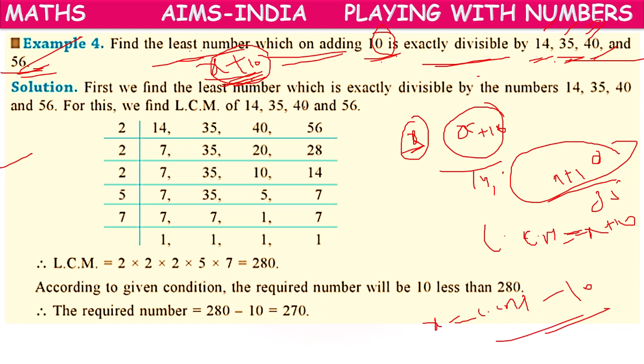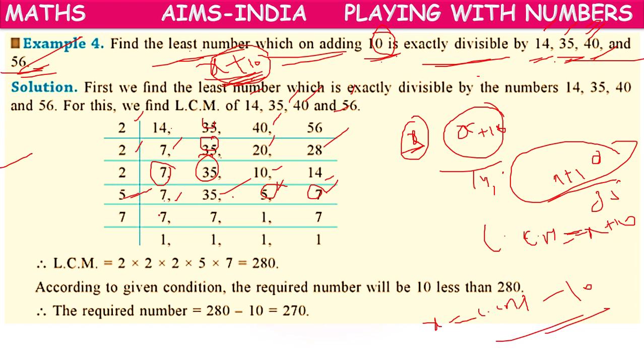Okay, so first we have to find the LCM of all these numbers, 14, 35, 40, 56. With 2: 7 times 14, 35 not divisible, 20 times 40, 28 times 56. With 2: 7 not divisible, carried same, 35 not divisible, carried same, 2 10 times 20, 2 14 times 28. Next with 2: 7 not divisible, 35 not divisible, 2 5 times 10, 2 7 times 14.